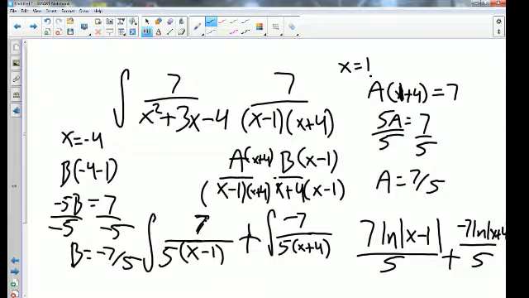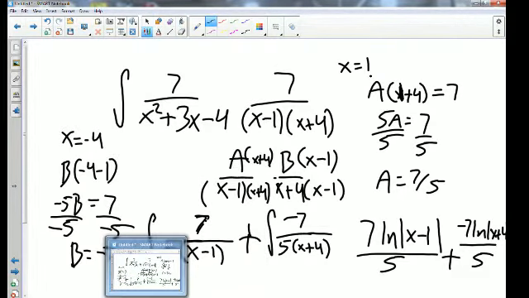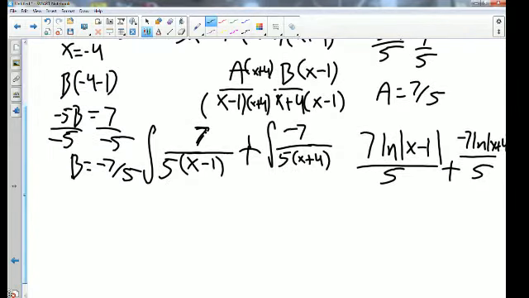Where's the extended page? I think I'm done. Scroll down. Okay, perfect.